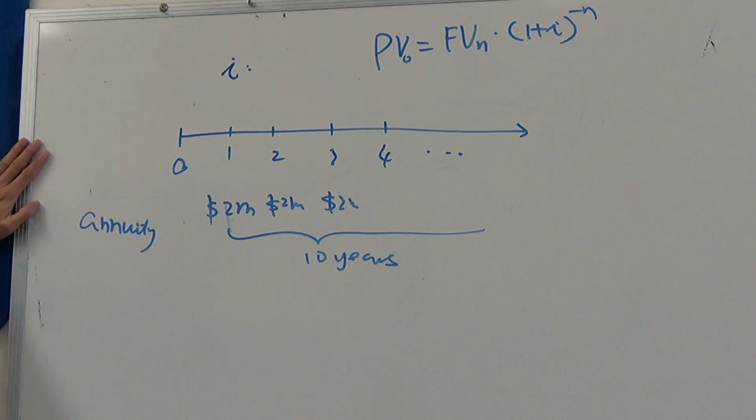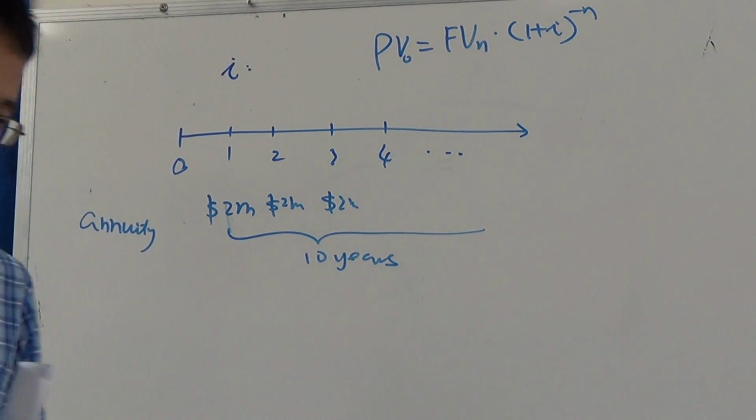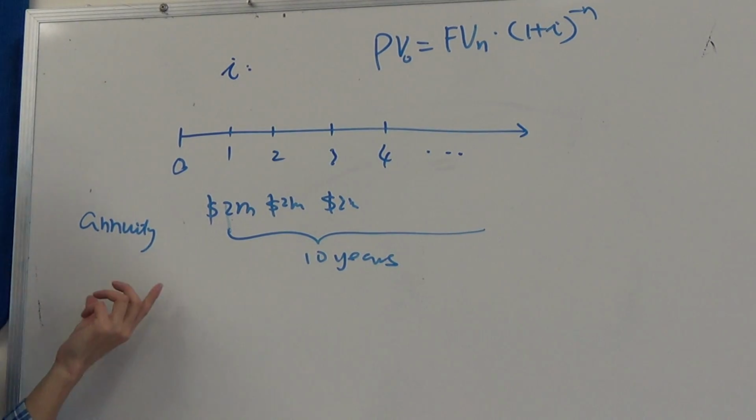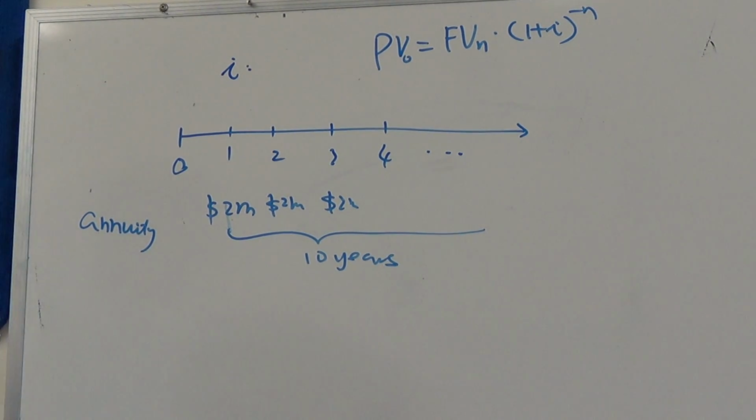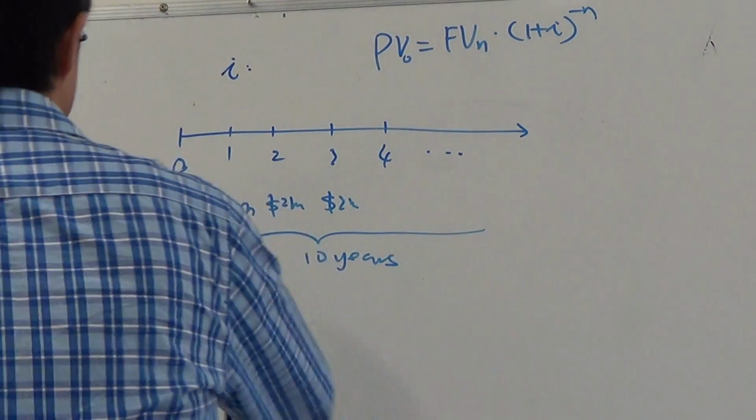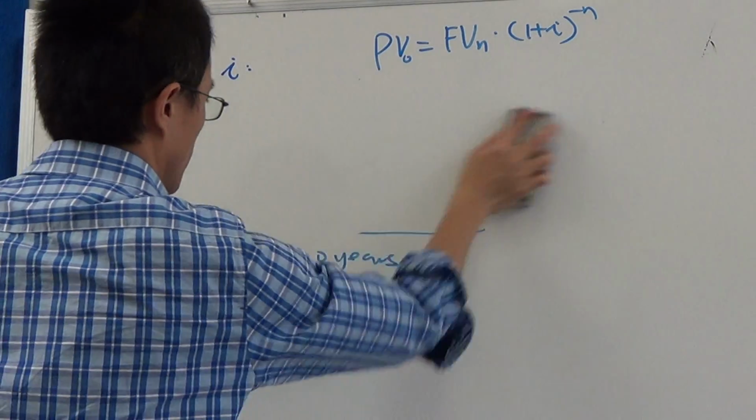Alright, to derive the present value of this annuity, let me first look at a mathematical tool we call a geometric series.